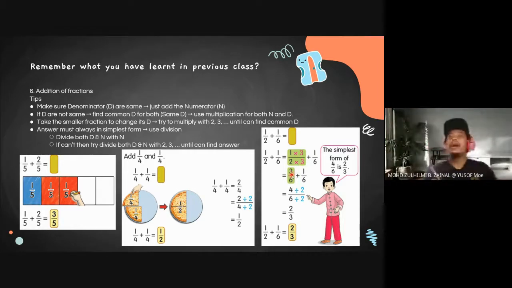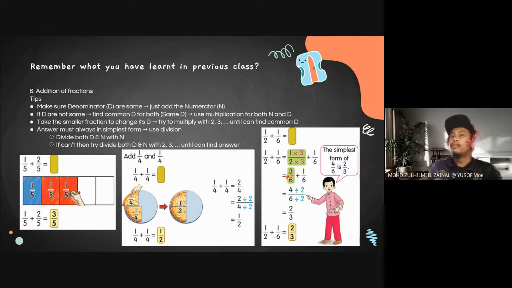So 1 over 2 becomes 3 over 6. Then with 3 over 6, you can just add 3 plus 1. The 6 is the same, so leave it. Once you get the answer, 4 over 6, make sure your answer is always in the simplest form. So you have to use division.